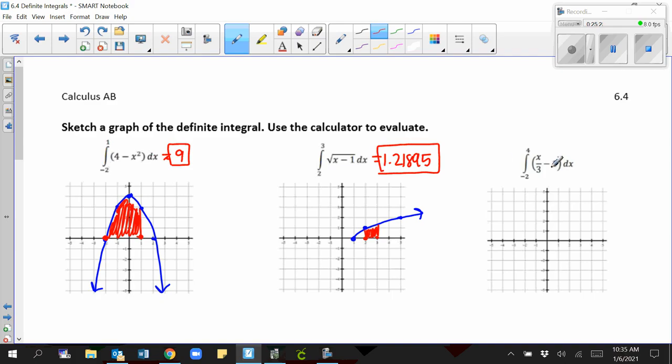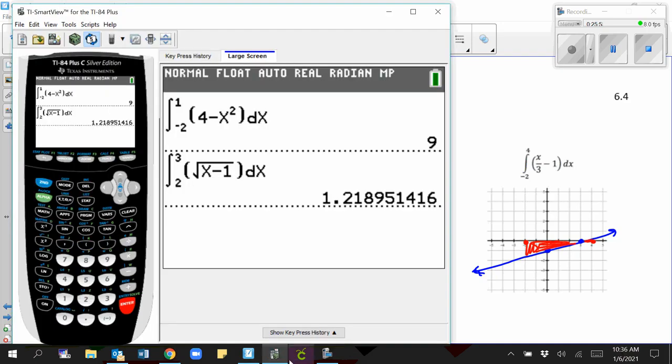All right, and then this one right here, I have x over 3 minus 1. Well, that's just a line, with my y-intercept being a -1 right here, and my slope being up 1 over 3. So that's going to give me a line. Ooh. And we're going from -2 to 4. So I'm going from this -2, 1, 2, 3, 4. So it's going to be all of this area right here and then a little area right there. So let's plug it into our calculator.